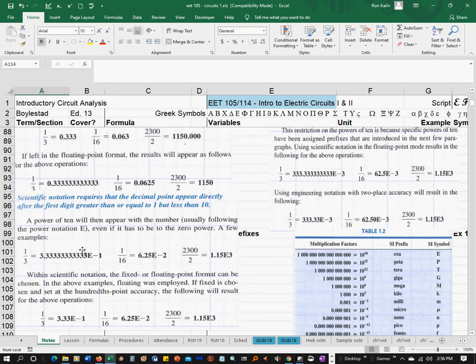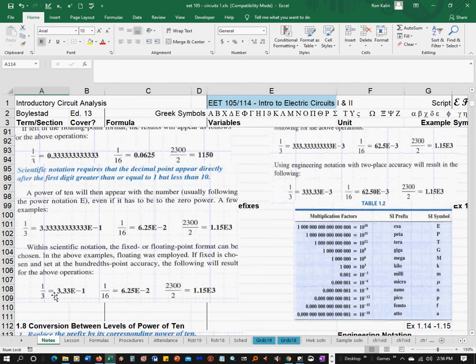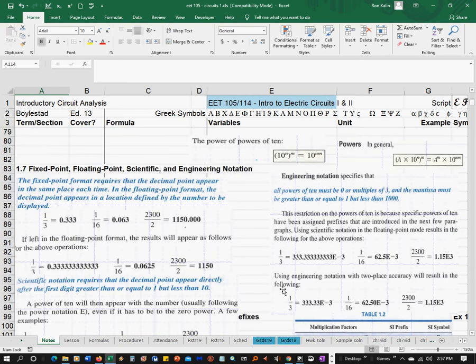Scientific notation we won't be using too much in class, but its general format is like x point xx, and this is e, standing for exponent, which is 10 to the power of -1 in this example. This last number is the power. This is the power of -1, power of -2, and the power of 3. So again, these are all the same number, but just shown in different formats.